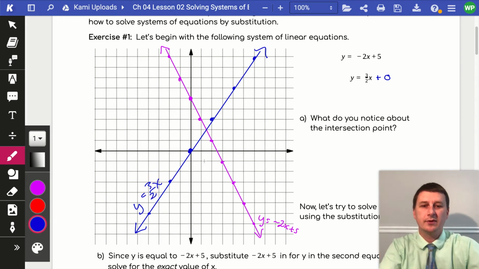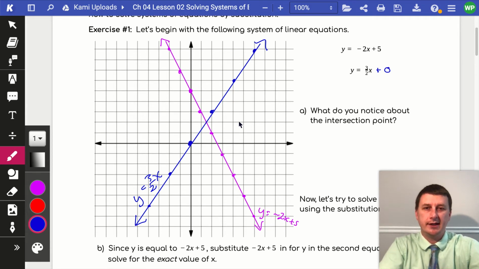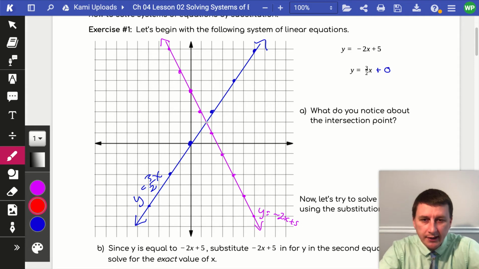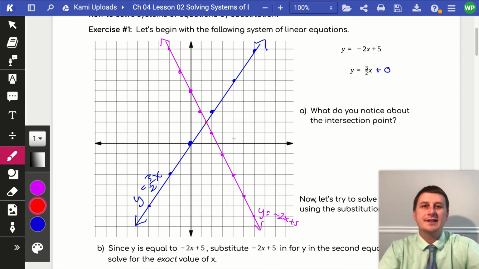Again, all of this is review from lesson number 1 when we solved systems by graphing, because it leads to this question right here. Where is the intersection point? Well, let's take a look. Our intersection point is right here. Simple enough, right?